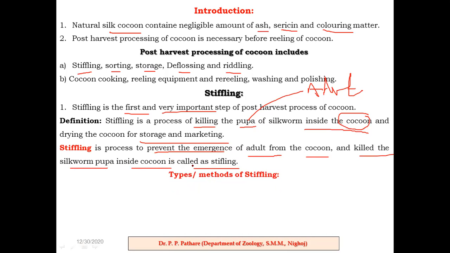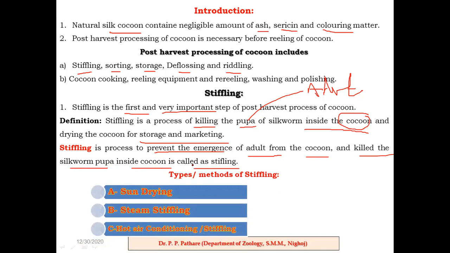Next important point: types and methods of stifling. Generally, three types of stifling are used for killing of pupa. In that, the first is sun drying, then steam stifling, and hot air conditioning or stifling. So let us start to study the different types of stifling.